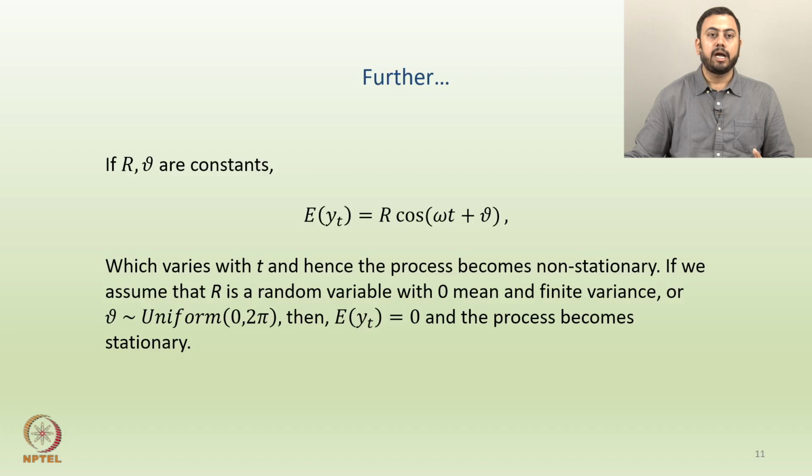And further, if R and nu are constants, then I can actually get this, that the expectation of the underlying time series y_t is nothing but R into cosine of omega t plus nu, which varies with t, and hence the process becomes non-stationary. Further, if you assume that capital R is a random variable with 0 mean and finite variance, or this nu quantity follows a uniform distribution between 0 to 2 pi, then my expected value of y_t would be 0 and the process becomes stationary. So, I think this slide just tells you that under some restrictions or under some specific choices, one can actually get the expected value of y_t to be 0 there. Okay.